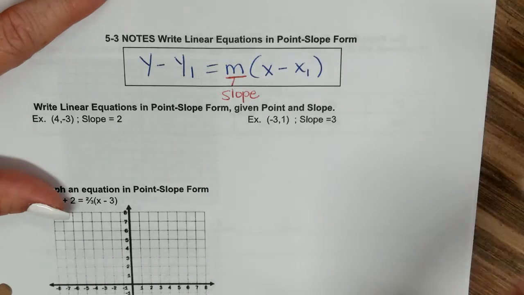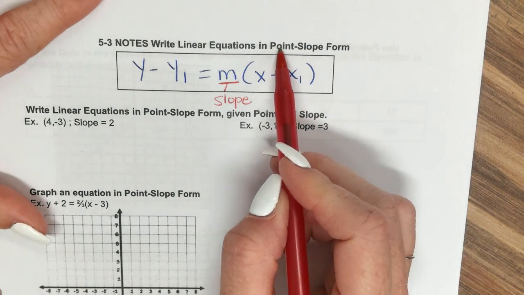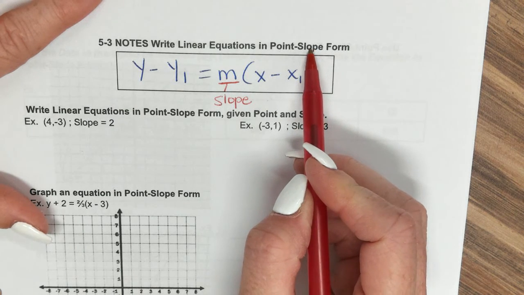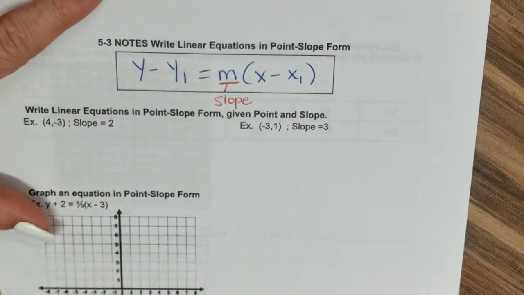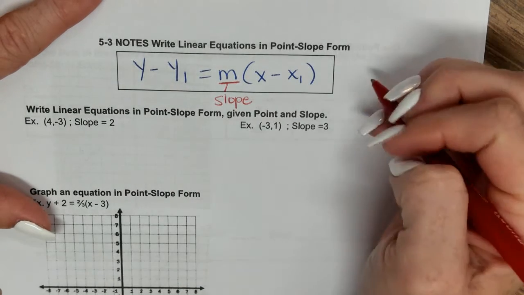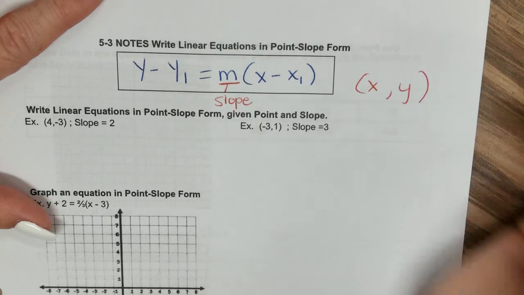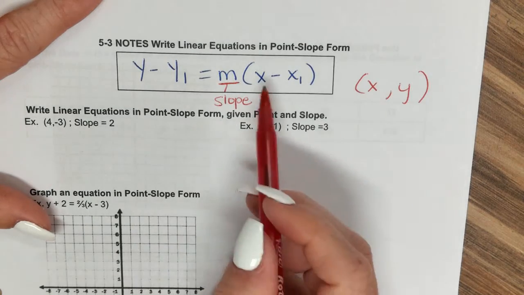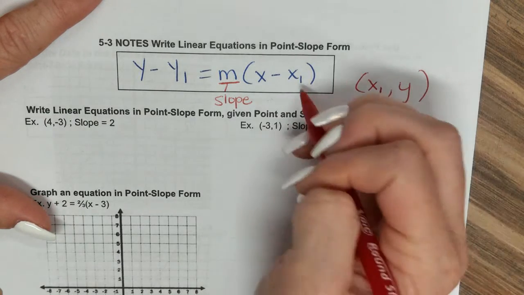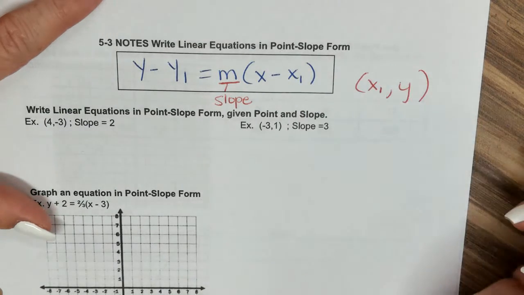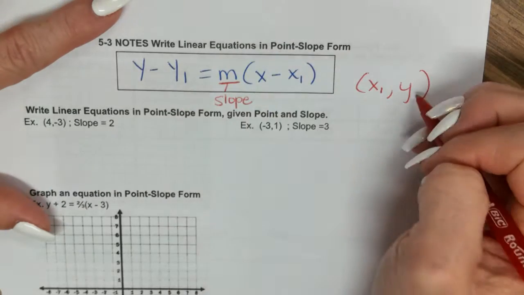All right. Now look at what it says right here. This is point slope form. So what do you think in this formula they give you? A point. They are going to give you an x, y. And where you get that from is this number right here is your x. So that's your x1. That's your point. That's your x value in your point. And this is your y value in your point.